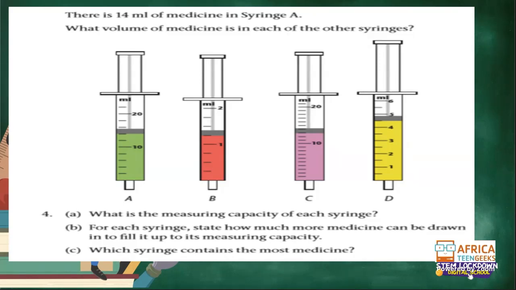All right, I think you're being confused with the lines in between the numbers. For syringe A, I see you have 1, 2, 3, 4. And then for syringe B, you have 1, 2, 3. And for syringe C, you have about 9 in between.